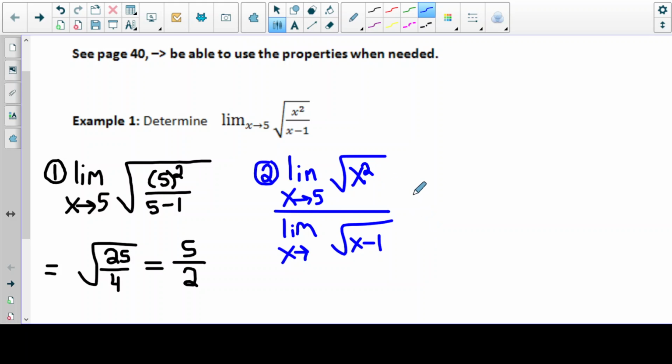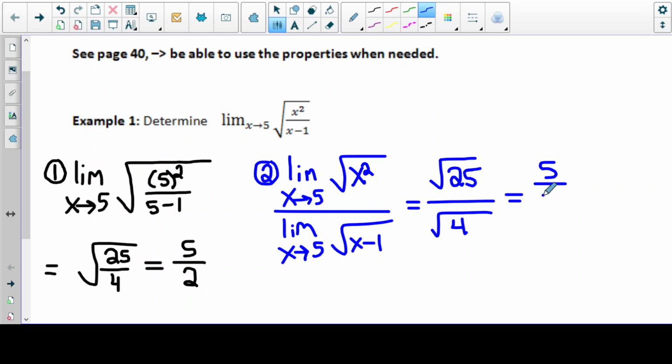Now, the top limit, again, has no denominator that's going to be equal to 0, so I could just substitute in. And so 5 squared would be 25, so I'd have the square root of 25. And in my bottom limit, as x approaches 5, I could substitute and I'd have the square root of 5 minus 1, which of course would be 4. Just as before, the square root of 25 is 5, and the square root of 4 is 2.